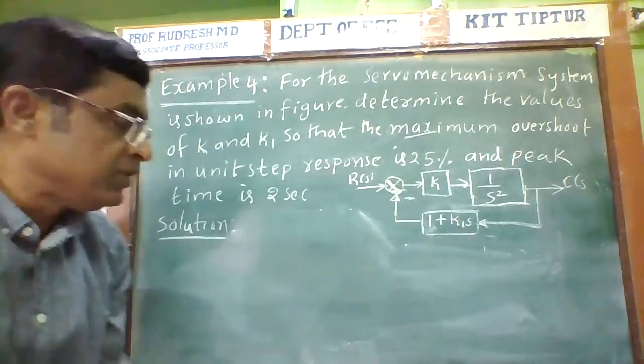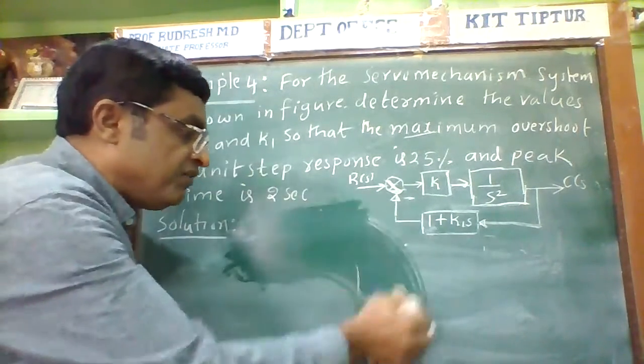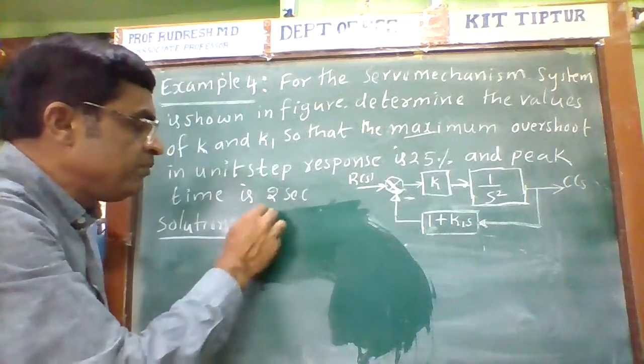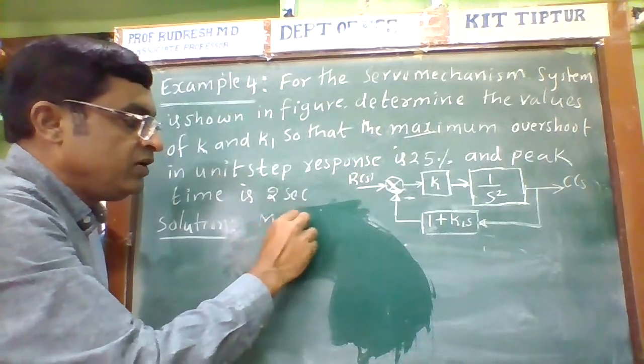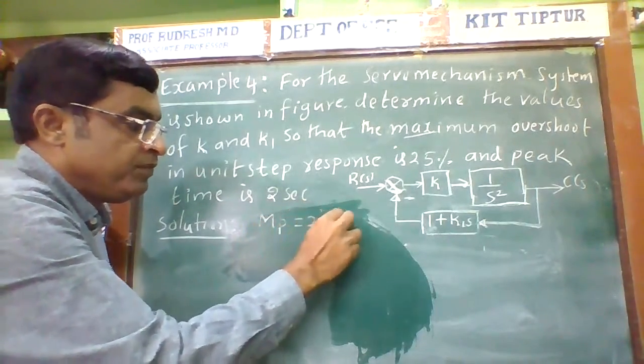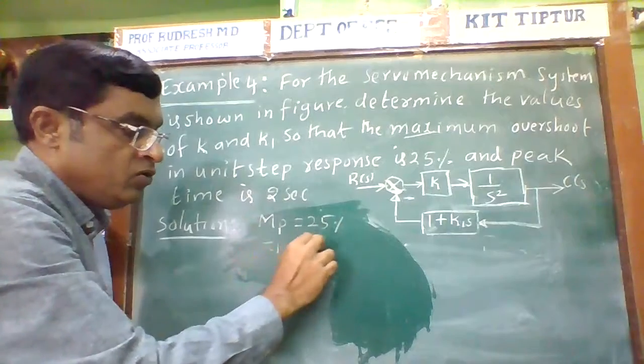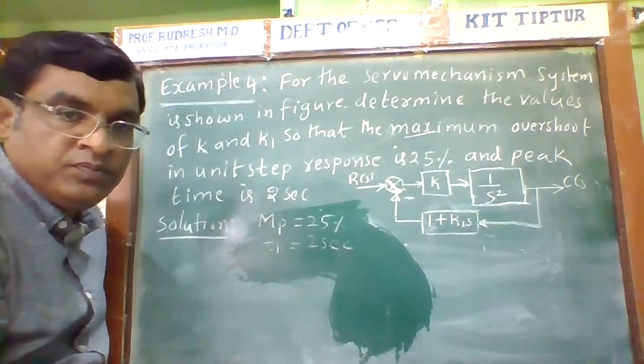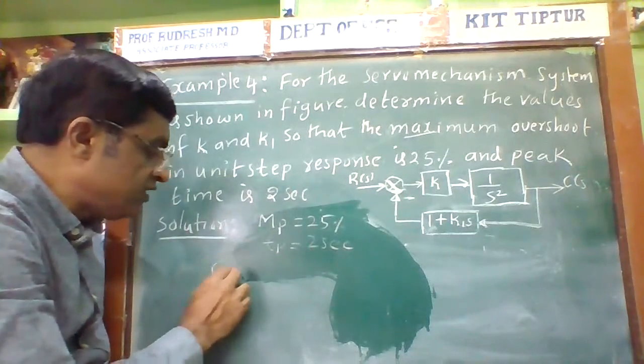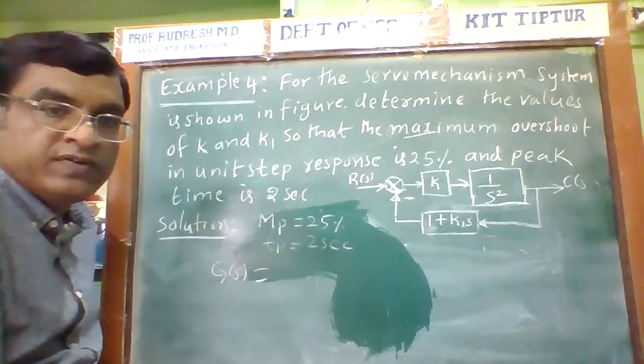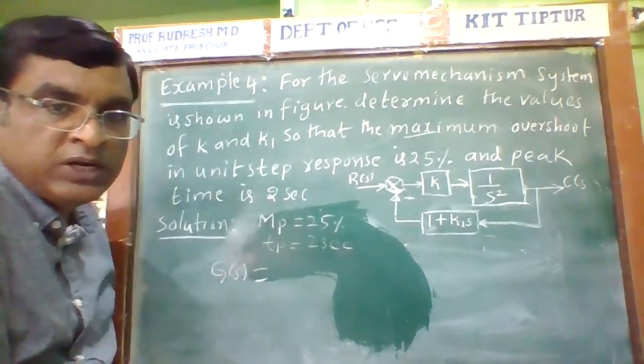Now, from the block diagram, identify: here Mp is given as 25%, and Tp is given as 2 seconds. Also G(S) is given. This is also a problem asked in the VTU model paper.